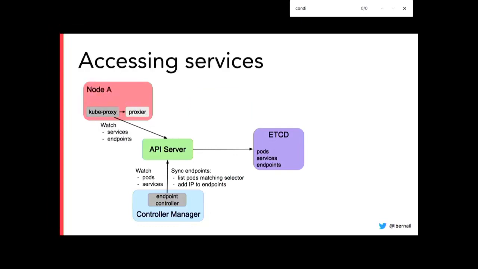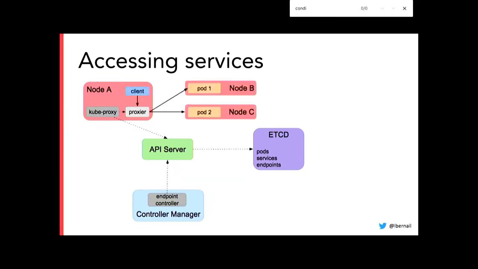Now that we have this endpoint object that is synchronized by the endpoint controller, if we want to access a service from a node, from a container, this is where kube proxy enters into play. So kube proxy is responsible for watching services and the endpoints associated with each service, and to configure something that I call a proxier, and you're going to see why I call it a proxier, because you have different ways to do that. And when the client is going to connect to the service using the virtual IP, the proxier is responsible for sending traffic to actual pods.